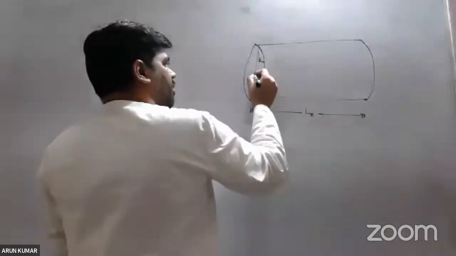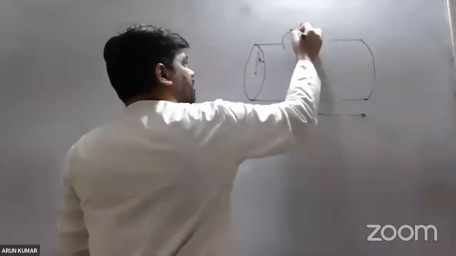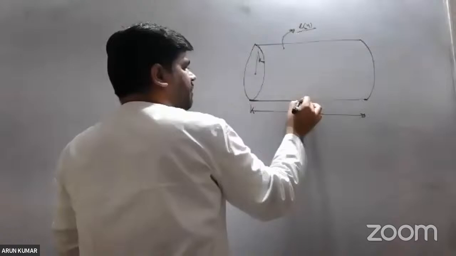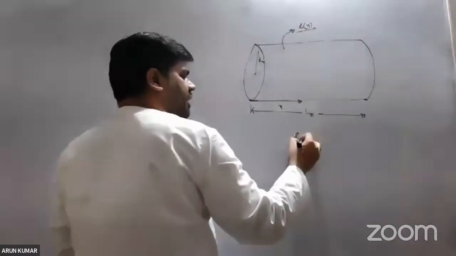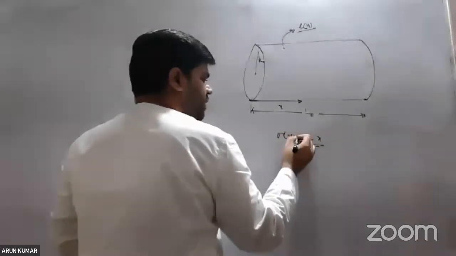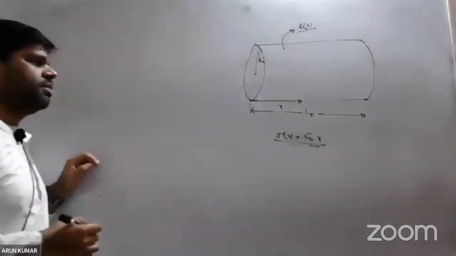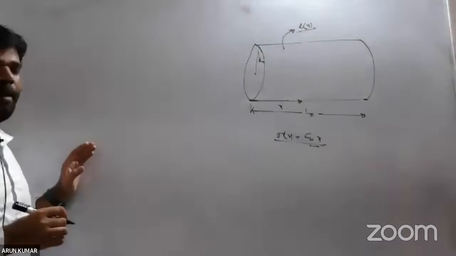So now let's say rho naught is the density, rho of x. It is varying as rho of x from this end. As x is increasing, my rho of x is varying. That could vary as some constant into x. So rho of x is varying as constant into x. I have to find the mass of the whole cylinder.